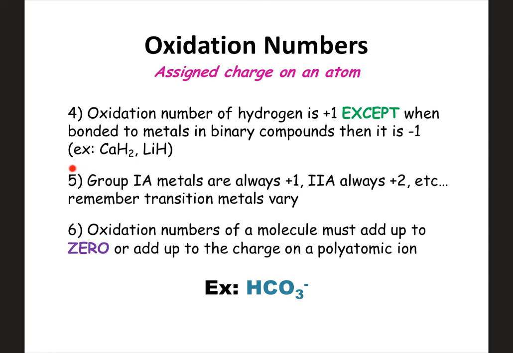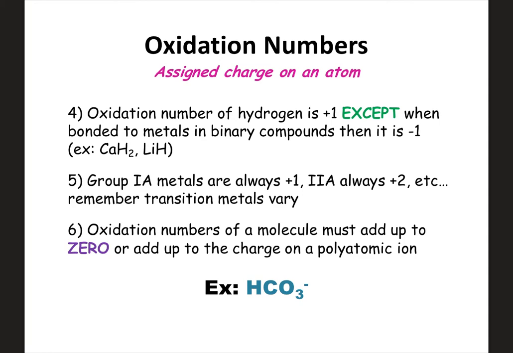For the fifth rule here, it says that group 1A metals are always 1 plus, 2A are always 2 plus. We pretty much know this. You know which columns have which charge on the periodic table, so that's not anything new. And then the last part here is that the oxidation numbers of a molecule must add up to 0 if the molecule has no charge, or it needs to add up to the charge on the ion itself.